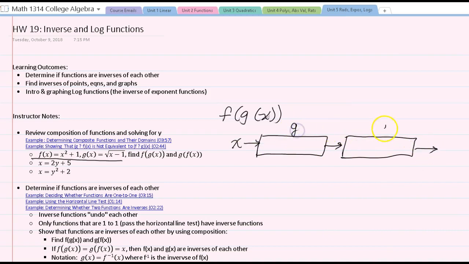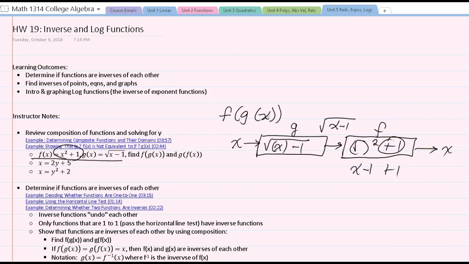So this is our g and this is our f. Our g function says I take the square root of whatever you give me minus 1. So if I plug in x here, I'm going to get the square root of x minus 1. The f function says I square whatever you give me and add 1. So if I square my square root, that's just going to be x minus 1 plus the 1. We're going to see that that equals x.